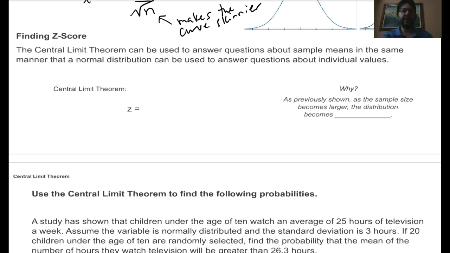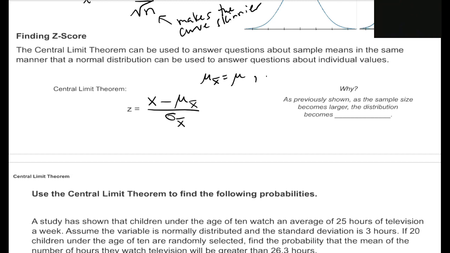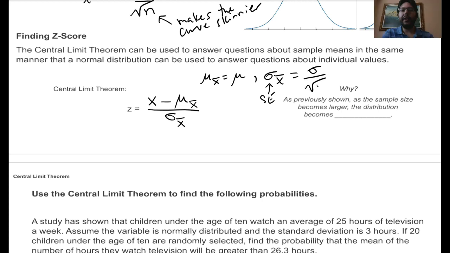Well, remember that the original z-score had x, mu, and sigma. Well, this is also going to have that. So it's going to be x minus mu, but this is going to be the mu of the x bar distribution, okay? And then divided by sigma for the x bar distribution. So it's very similar. However, remember that mu x bar is equal to mu. We said that according to the central limit theorem, this is equal to mu, but that sigma x bar is called the standard error of the mean. So we will shorten that to SE for standard error. That's going to be the standard deviation divided by the square root of n.